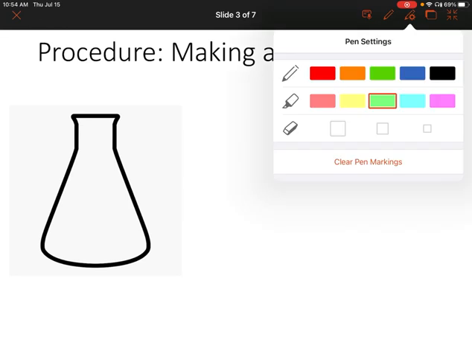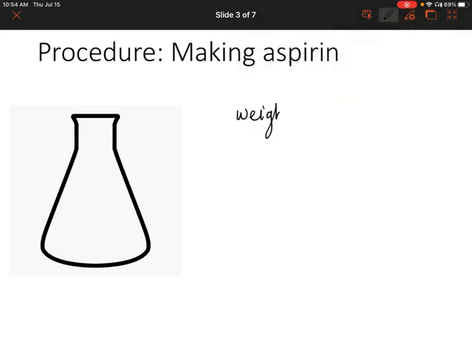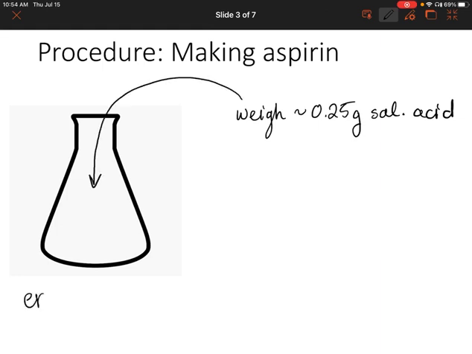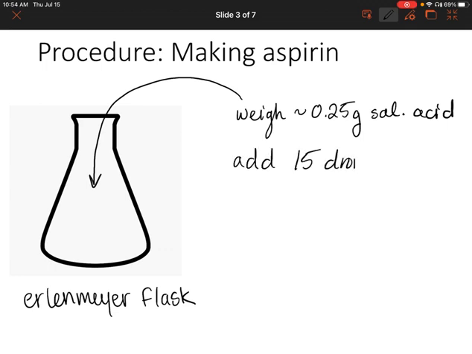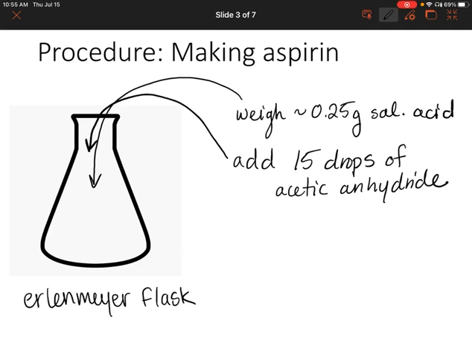So in the procedure, what we're going to do is weigh about 0.25 grams of salicylic acid, and that will be a solid, so then we'll place that into an Erlenmeyer flask. Your procedure says to use a test tube, but we're going to use an Erlenmeyer flask in the video. Then you're going to add 15 drops of acetic anhydride. So that will also go into the Erlenmeyer flask.